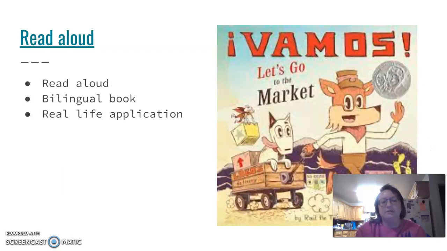I tied it to a read aloud called Vamos, Let's Go to Market. It's a bilingual comic book, so my students would be very interested in it. And we also have a market close by, so it's definitely something that they would understand.